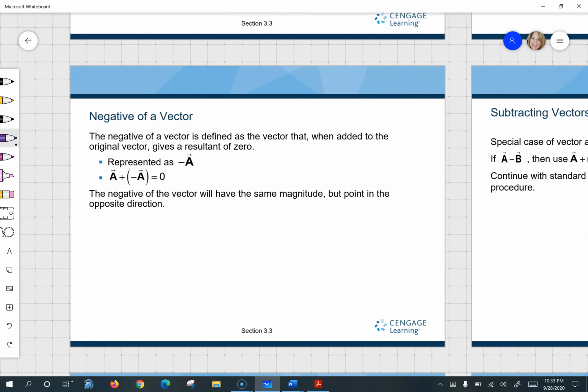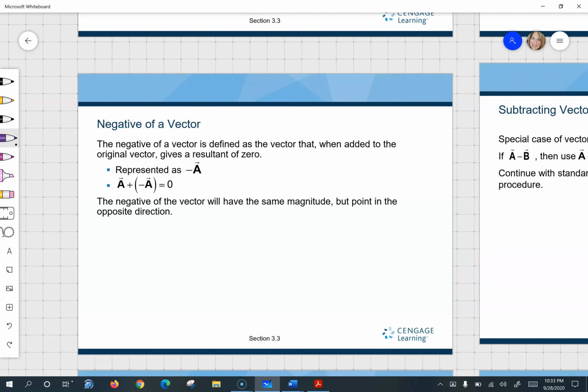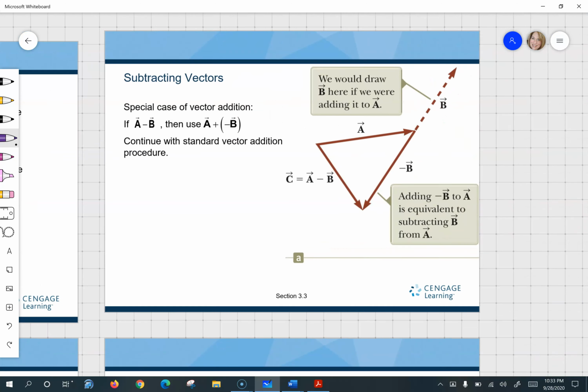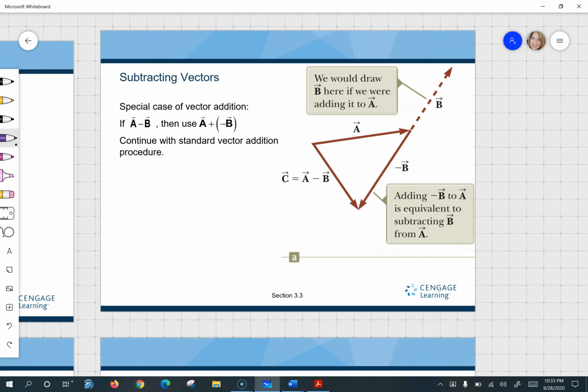Let's look here. One other good thing to know is there's always going to be a vector that you can add to yours in order to make the resultant 0. And all that is, if you have a positive A, there exists a negative A that's the same magnitude, just the opposite direction. And the reason we say that is because that'll lead us into this idea of subtraction. So you can have vector subtraction as well.